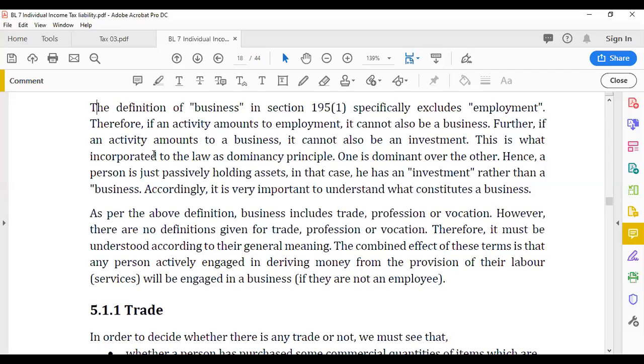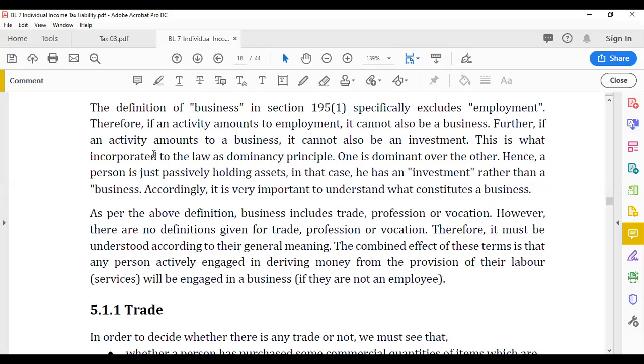Dominancy means, if we are unable to decide whether it's coming under employment or under business, we have to see the characteristics and which factor is more dominant. We have to allocate that income into that category. One is dominant over another. Hence, if a person is just passively holding an asset, in that case he has an investment rather than a business, right?